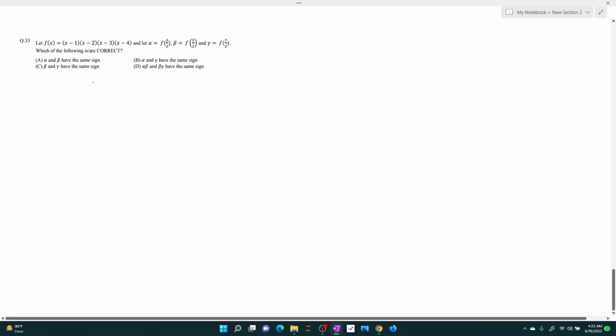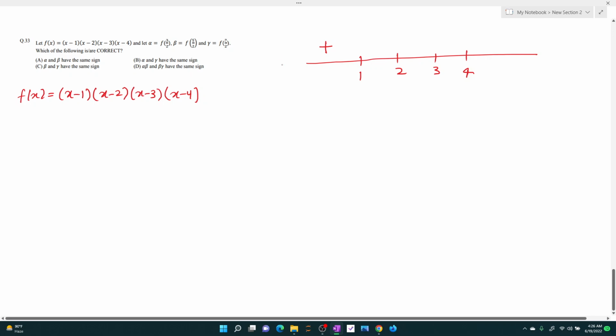So f(x) is given as the product of (x minus 1), (x minus 2), (x minus 3), and (x minus 4), right? So the points 1, 2, 3, and 4 are the zeros of the function f(x), right? So I can say that if the value is less than 1, the sign is always going to be positive. So f(x) is going to be positive here. Between 1 and 2, it should be negative. Between 2 and 3, it is again positive. Between 3 and 4, it's going to be negative. And after 4, it's still going to be positive, right?